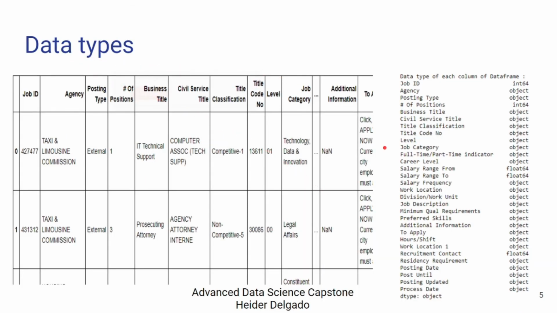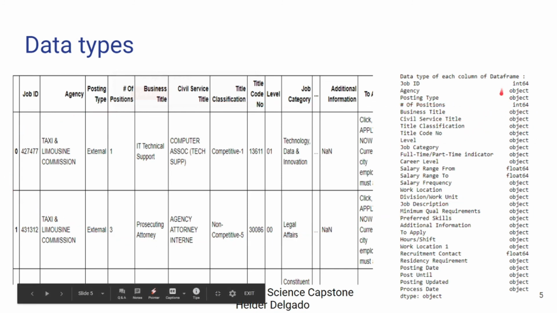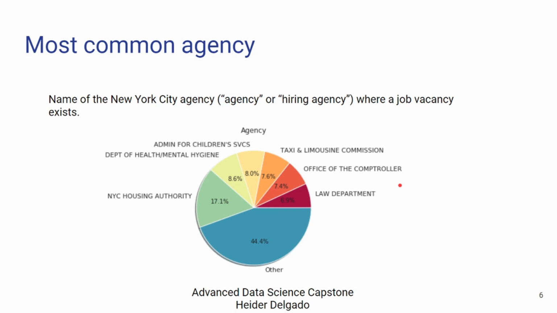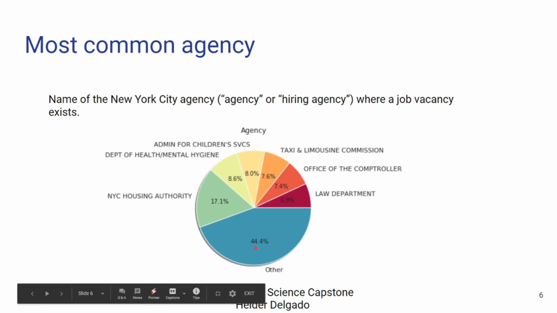Data types: most of my data was categorical or just text. There were some numbers, but most of it was only text that I had to feature engineer. In the initial data exploration, I found that the most common agency where job vacancies exist are New York City Housing Authority with 17.1%, Department of Health and Hygiene with 8.6%, Admin for Children's Services with 8.0%, and I grouped the other data that is not here into 44.4%.